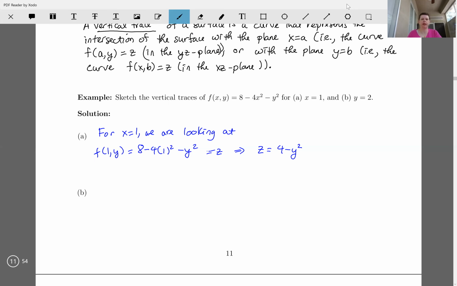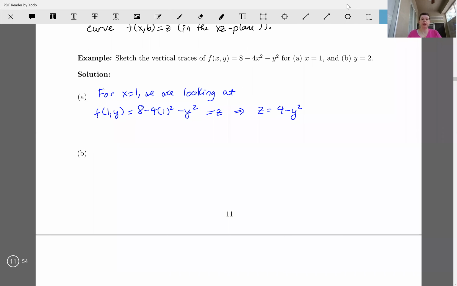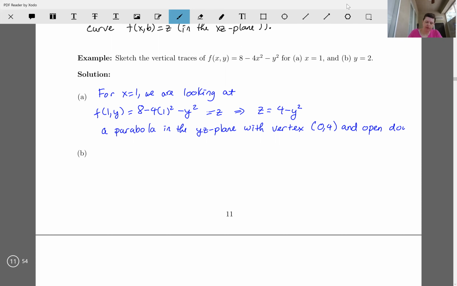Now you should recognize that as a parabola. It's a parabola in the yz plane, and by pointing I meant opening: its vertex is at (0, 4), and it opens downward in the yz plane.